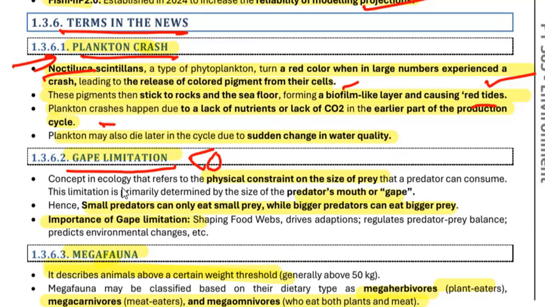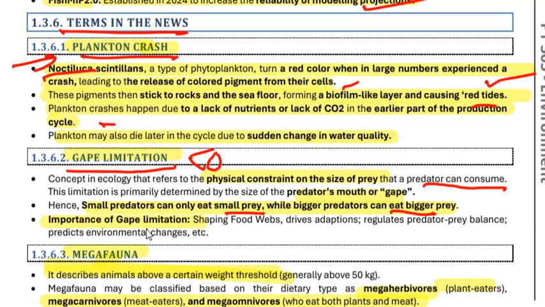This is a concept in ecology that refers to physical constraints on the size of the prey that a predator can consume. It means this is the size of the predator's mouth through which a prey can enter. Gape is nothing but the size of the mouth, nothing else. You don't need to remember everything. This limitation is primarily determined by the size of the predator's mouth or gape. A small predator can only eat small prey, while a bigger predator can eat bigger prey. This is common sense. The smaller the mouth, the smaller the prey that can be eaten; the larger the mouth, the larger the prey that can be eaten.